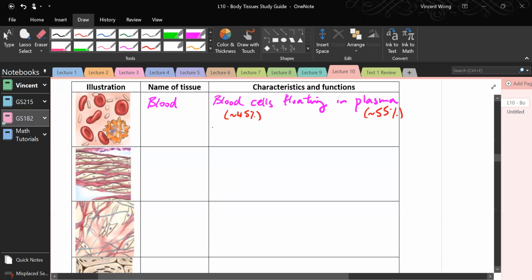So we have our red blood cells, which are important for transporting oxygen. Of course, all these are in your PowerPoints, right? I'm just summarizing it for you.